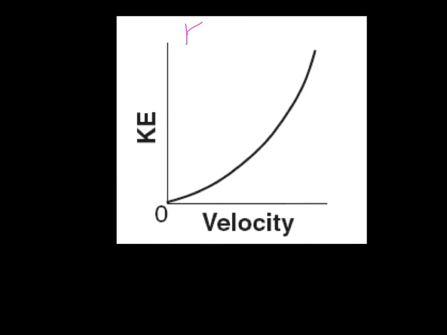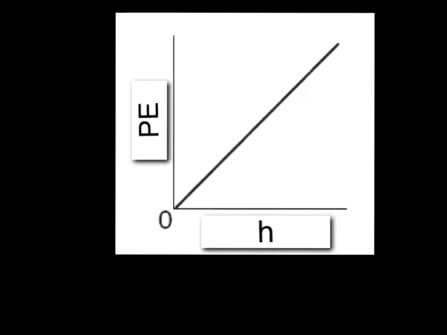Because of the equation for kinetic energy, 1/2 mv squared, the relationship of velocity to kinetic energy looks like this, because velocity is squared. This is an exponential curve. However, for potential energy, this relationship is a direct relationship, not exponential, so that as height increases, potential energy would increase proportionally, and it would graph looking like this.